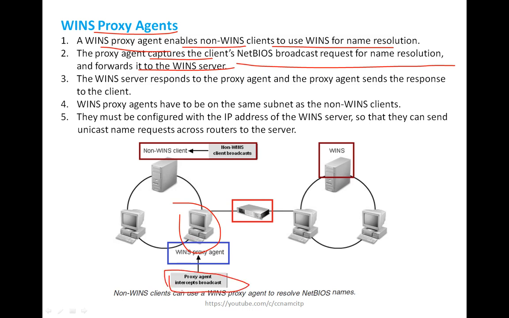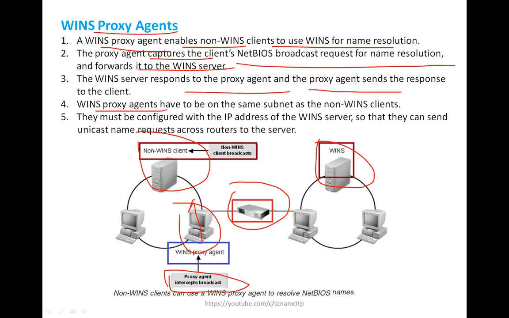Because the proxy agent intercepts broadcasts. And here is a non-WINS client, and this is the WINS server, and here one switch, you can say. So what is this process? The client generates a request and the proxy agent sends it to the WINS server. The WINS server responds to the proxy agent and the proxy agent sends the response to the client. WINS proxy agents have to be on the same subnet as the non-WINS client.